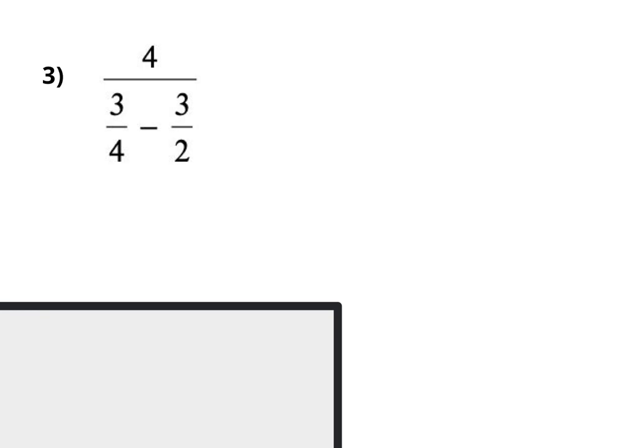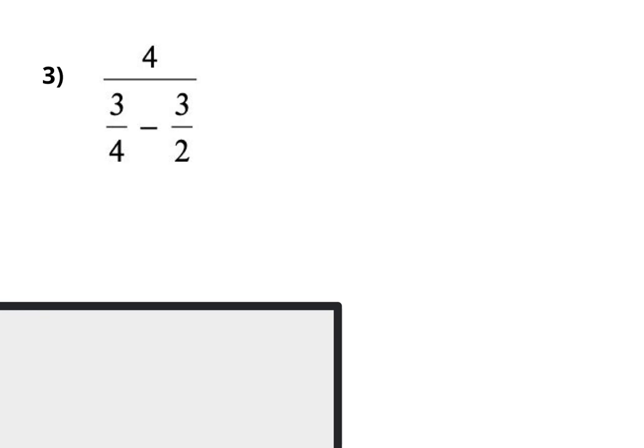We have 4 over 3/4 minus 3/2. The numerator just has a 4, so that's fine the way it is. The denominator, not okay, because we are subtracting. So do the subtraction first, okay?